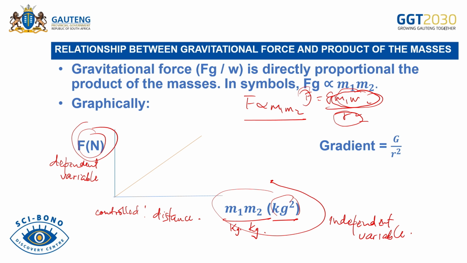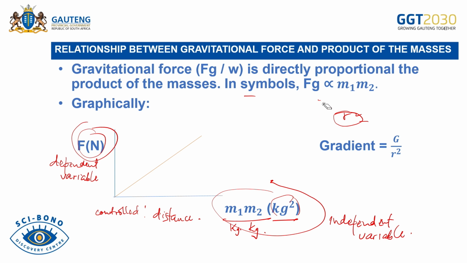There's no physical quantity represented by the area. Or in other graphs, you'll find that there is a physical quantity represented by the area under the graph, but no physical quantity represented by the gradient. In this case, there is a physical quantity represented by the gradient of this graph. So where should we start to get that physical quantity? You can see, learners, that this is a straight line.